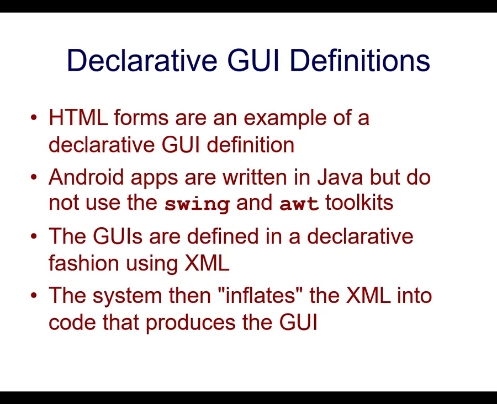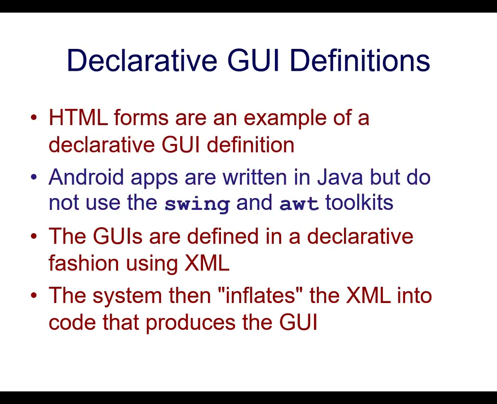When we write the code ourselves to generate a GUI, we are providing instructions on what to do at each step. That approach is imperative. Another alternative is to provide a declarative definition. HTML forms are an example of a declarative GUI definition. Using HTML tags, we can specify components such as ordinary buttons, radio buttons, and so on.